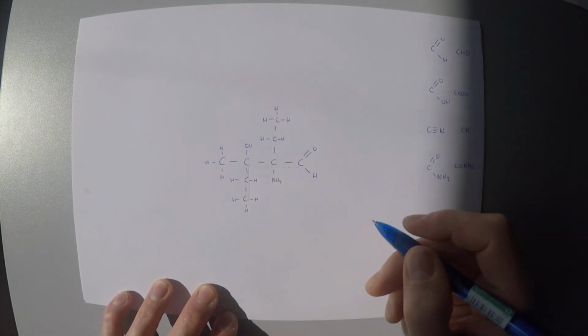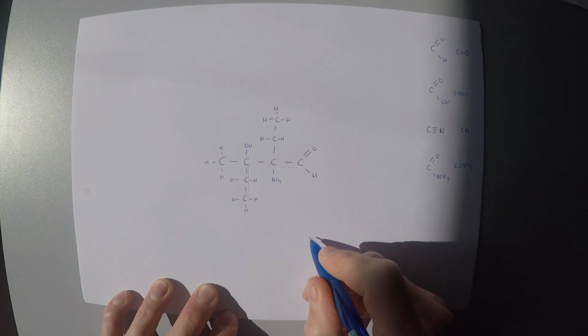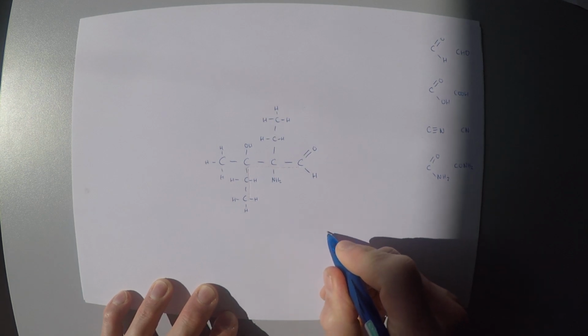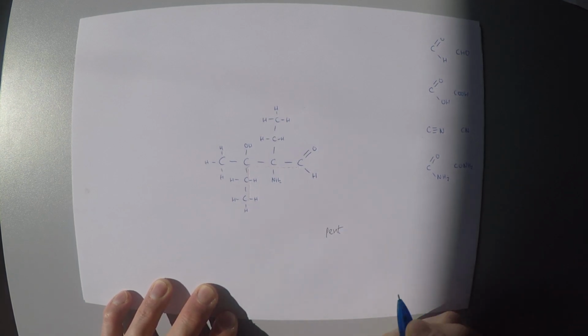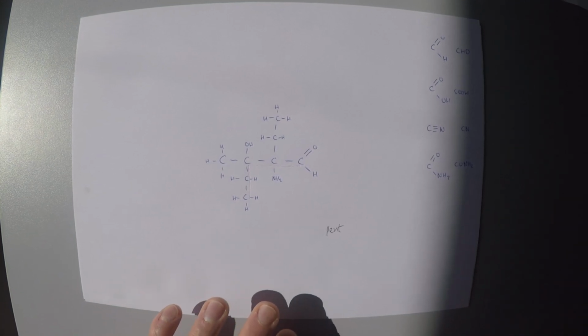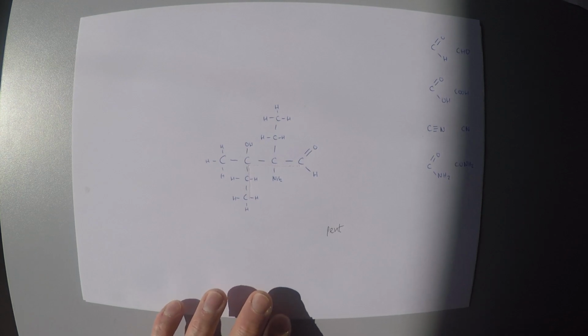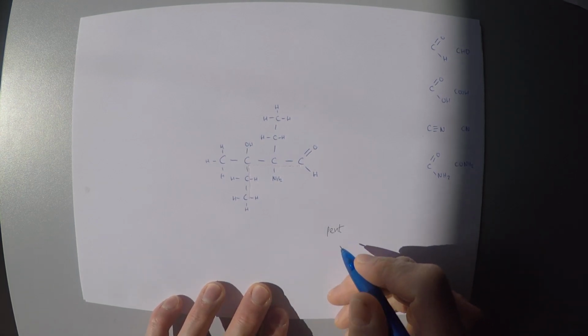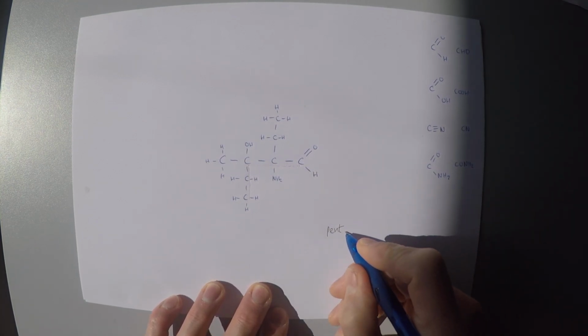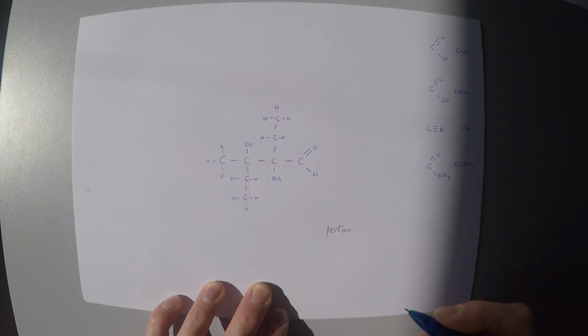So our longest chain has 5 carbons, which gives us the root of our name. So the root of our name is going to be pent. Now, since we have the aldehyde group at carbon 1, we can already put the ending for that. Now we can see that this main chain is saturated, so AN, and then it's an aldehyde, so AL. So pentanal is our main chain with this aldehyde group on carbon 1.